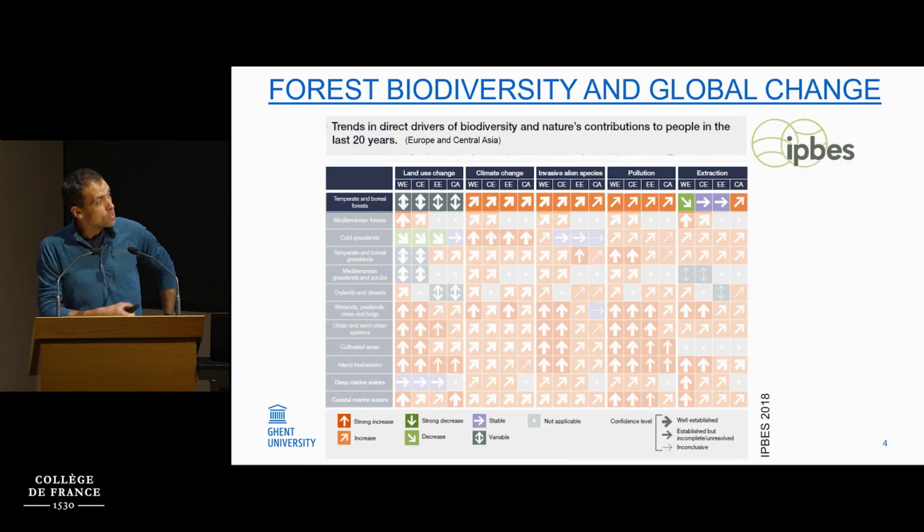This is also clearly shown by this report by the IPBES in 2018, showing that the temperate and boreal forests in Europe and Central Asia are here at the top. And what they show, and many others have shown, is that land use, climate change, invasive alien species, and pollution mainly due to nitrogen and sulfur, and wood extraction are the key drivers of biodiversity change.